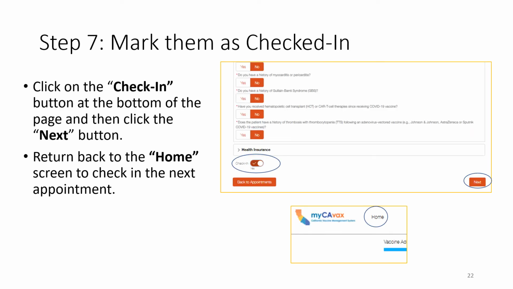Step 7. Mark the patient as checked in. Once you have verified all of the information, mark the appointment as checked in and click Next so that My Turn can change the status from pending vaccination to checked in. To return to the home screen, click on the Home button at the top of the page.